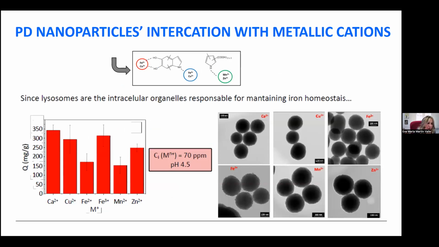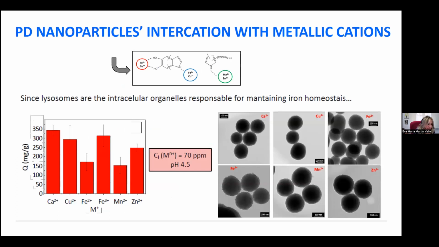We can see here what our nanoparticles look like. We can produce controlled-size and monodisperse nanoparticles by a polymerization control reactor, in which we have proof that those nanoparticles can absorb a high amount of different metals.